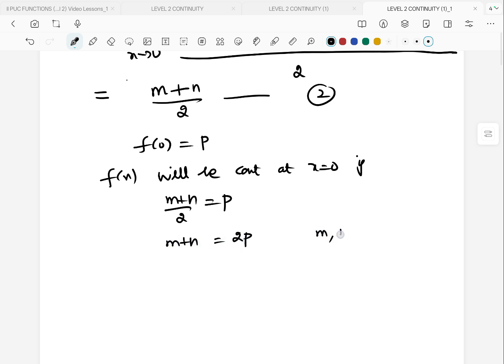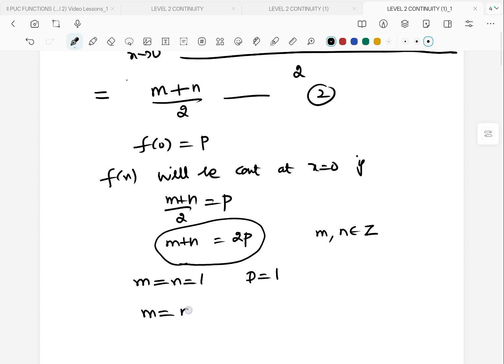Now we are given m and n belong to the set of integers. So for this equation to be true, m plus n equal to 2p, m n taken from integer set, this is possible only when m equal to n equal to 1. So if m equal to n equal to 1, you will get p also equal to 1. Therefore, the given function will be continuous at x equal to 0 if m equal to n equal to p equal to 1. So the correct option is B.